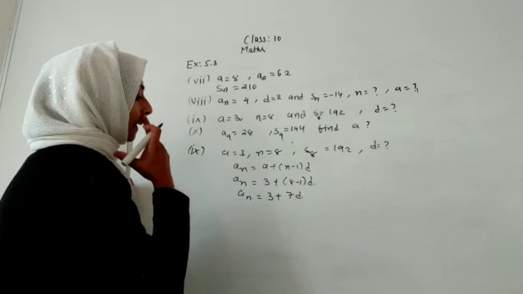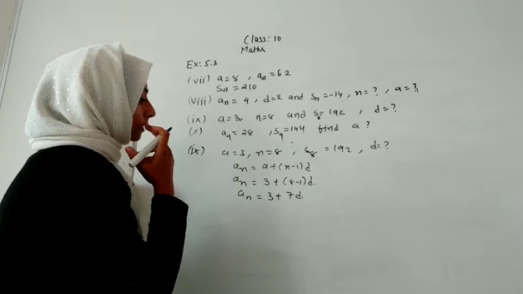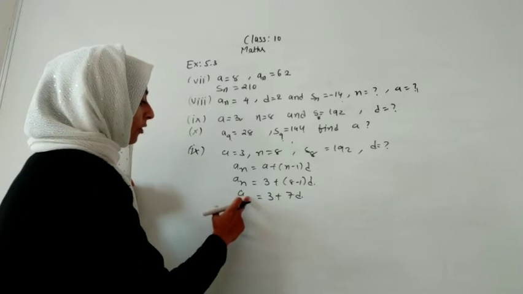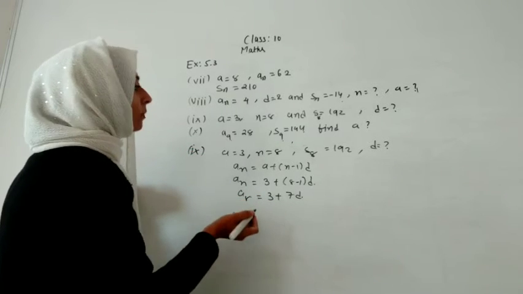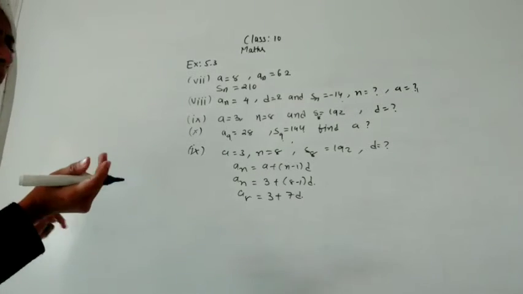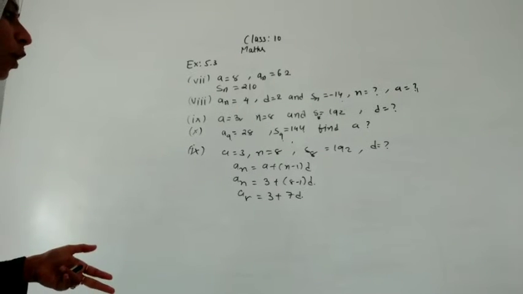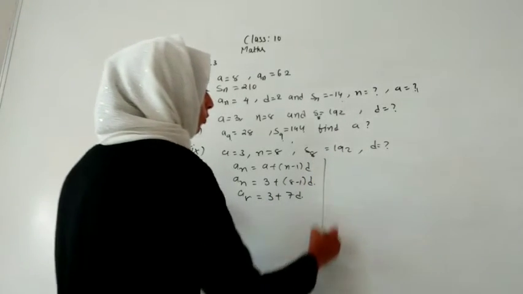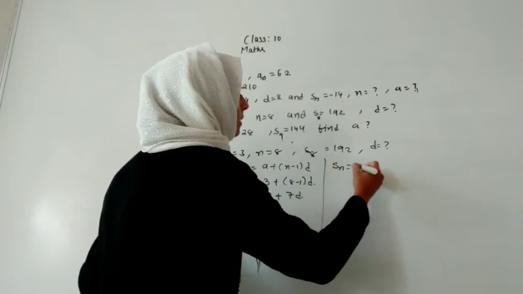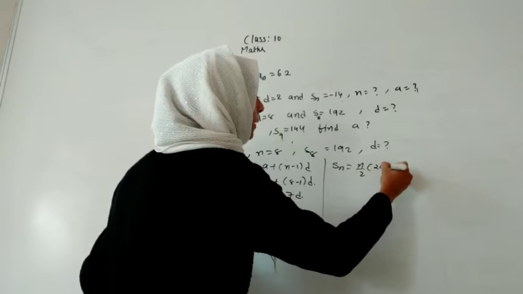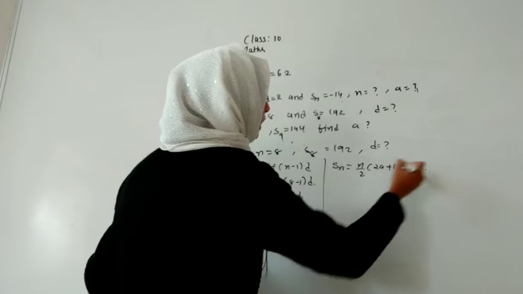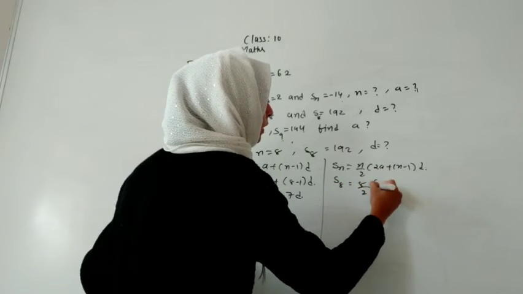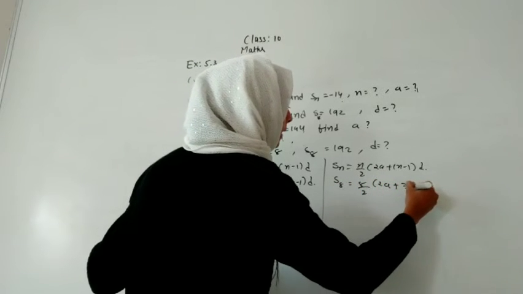ठीक है, OK. So it means that we are finding a8. Okay, so that is not meaningful. We not got anything. What we want is d. So what we will do, we will write the Sn formula. Sn is equals to n by 2 into 2a plus n minus 1 into d. So there we will substitute S8, that will become 8 by 2 into 2a plus 7d.